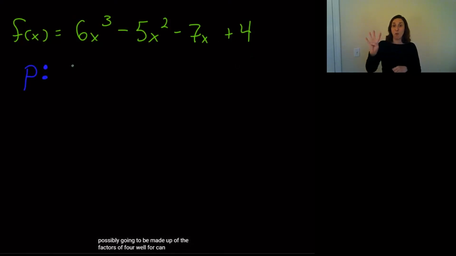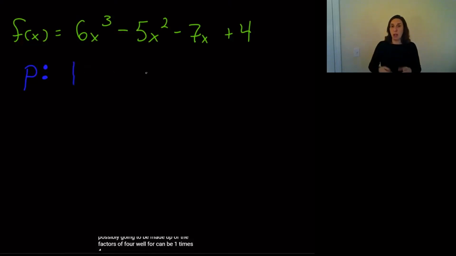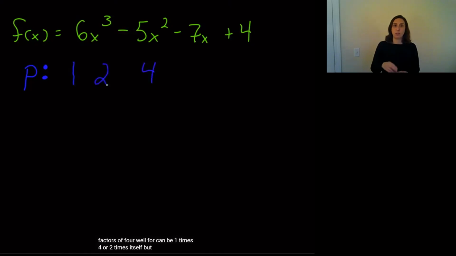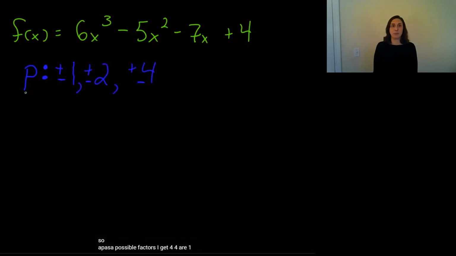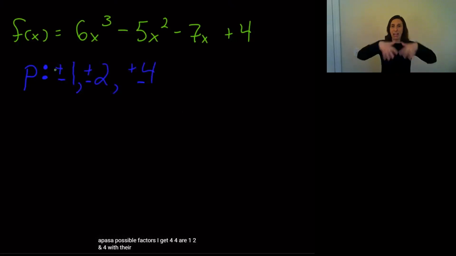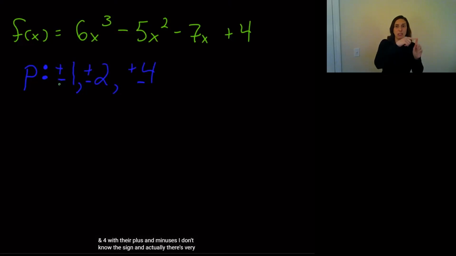Well, 4 can be 1 times 4 or 2 times itself. But it's a positive 4, so I could have negative 1 times negative 4, I could have negative 2 times negative 2, or I could have the positives. So the possible factors I get for 4 are 1, 2, and 4 with their plus and minuses. I don't know the sign, and actually there's very little information telling me the sign right now. We'll find more sign information as we continue on.